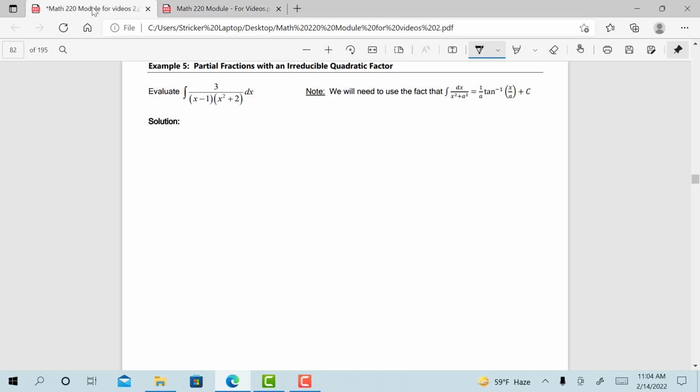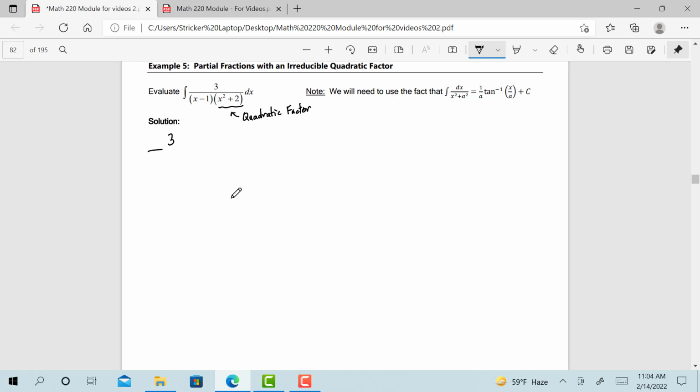But in example 5, we have a quadratic factor that is not reducible. So right here, this is a quadratic factor that is not reducible. And so when we go ahead and decompose it, things are going to look a little bit different. So let's talk about that.